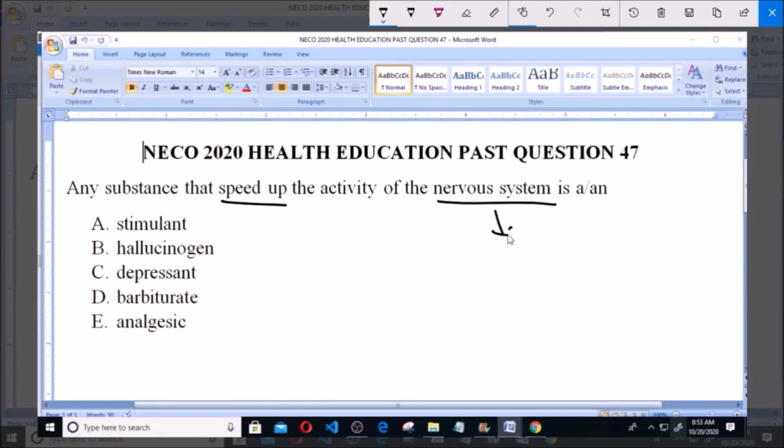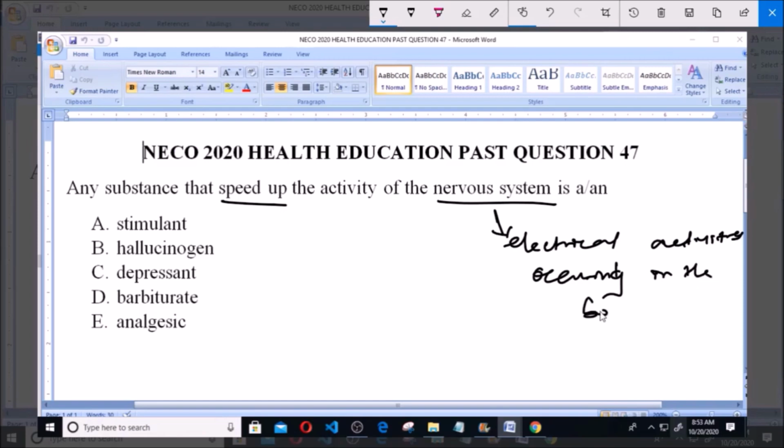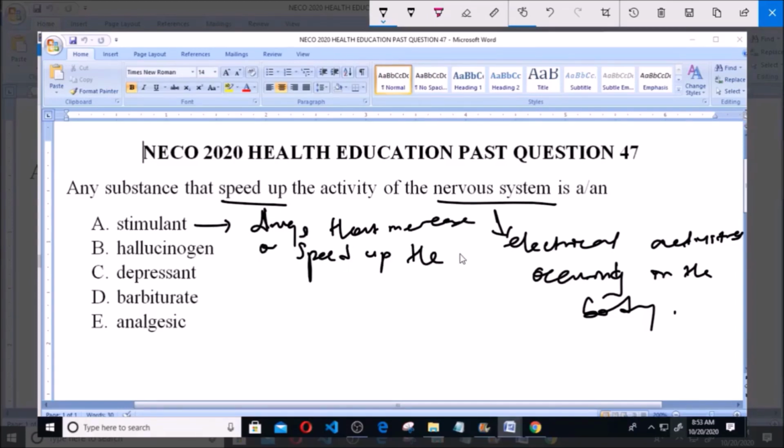Now that is the system that controls all electrical activities occurring in the body, including our thinking and reasoning. Now option A is stimulants. Stimulants are drugs that increase, or you can say they speed up, the activities of the central nervous system.